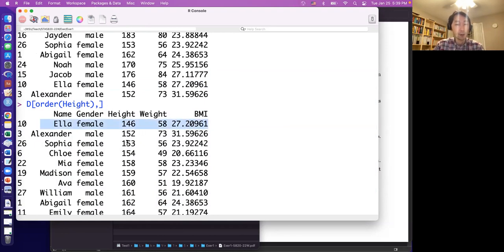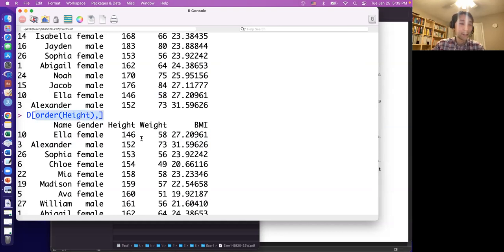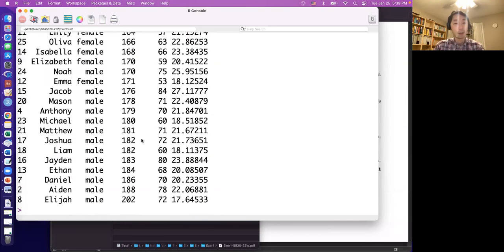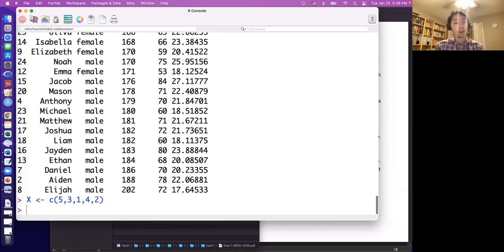So not only do we reorder height, but also the other columns are reordered along with height at the same time, to make it reasonable. Yeah, so how does the order function work? You can see it in a simple example. Suppose x is some vector like this, and y is just a vector of 100, 200, 300, 400, and 500.